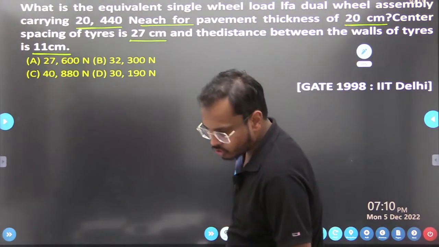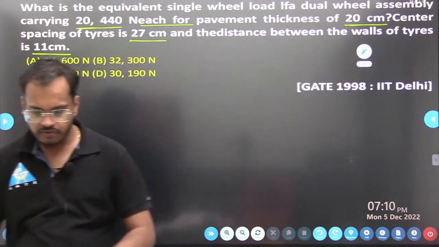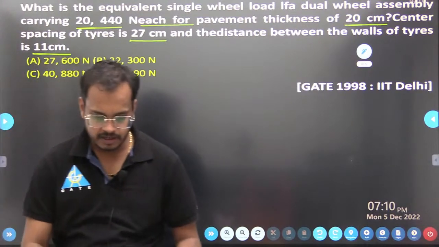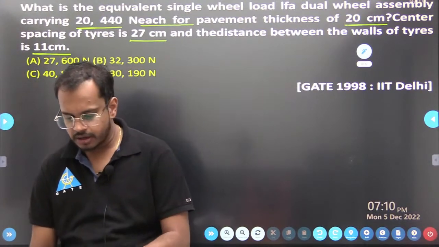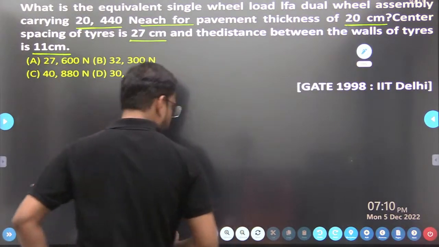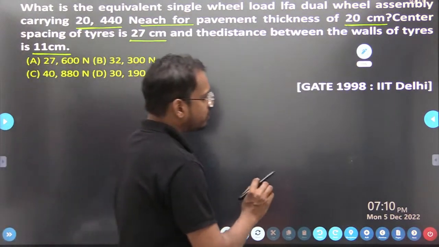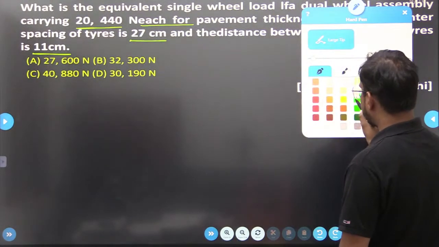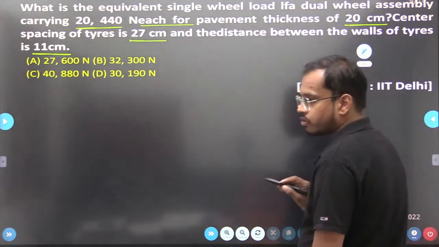What do you mean by equivalent single wheel load concept? So if I talk about the equivalent single wheel load concept, now see here, please. Firstly, we already know that equivalent single wheel load concept is valid only for dual wheel assembly. Am I right? It is valid only for dual wheel assembly.